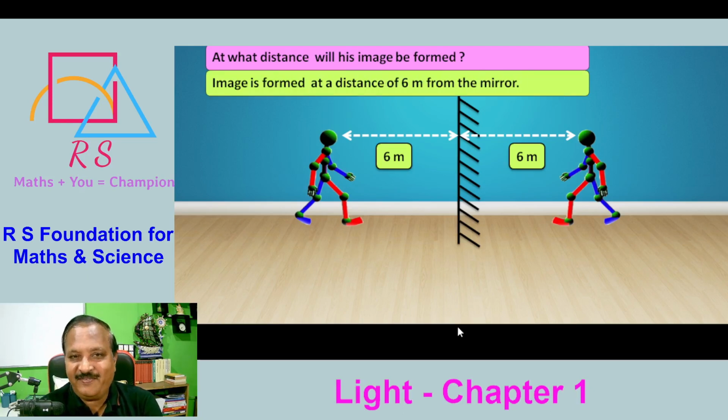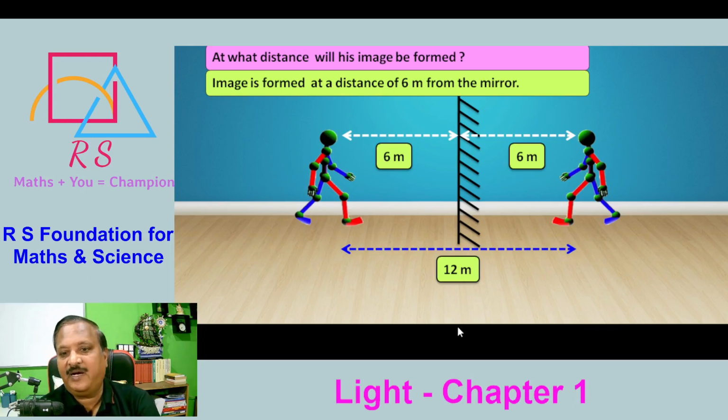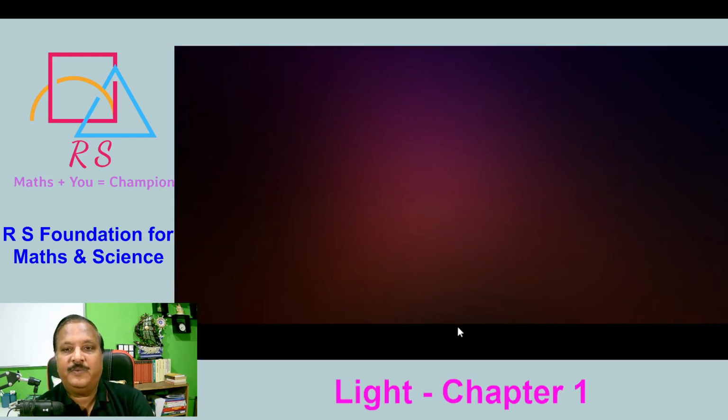So don't get confused, my dear children. Image distance अलग है. The distance between the object and the image is अलग है. Okay. So this is one more question. So the distance between the object and the image is 12 meters, right? So now other types of mirrors are also there.